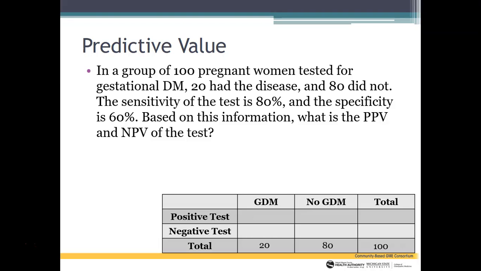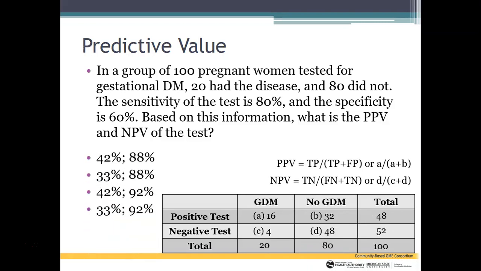Now remember, the sensitivity of the test is 80%. So we would have 80% of 20 here, which is 16. And then the specificity is 60%. So 60% of 80 is 48. And then I just do the math for the rest. And then you add across and you have this.